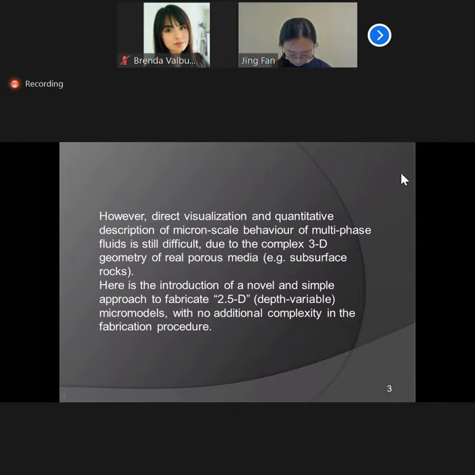and quantitate in the 3D, in the micro 3D scale, is difficult for multi-phase flow because the 3D geometry is very complicated. So here we introduce a new approach of 2.5D. 2.5D means the variable micro model. So it's easy to visualize and quantitate.